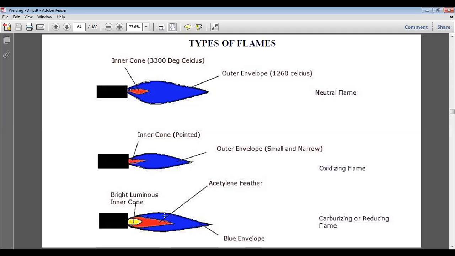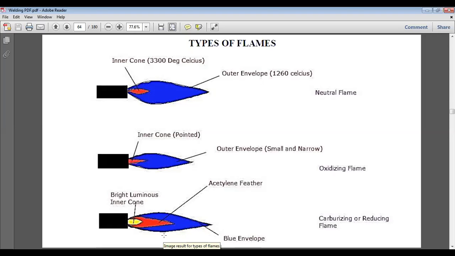This envelope has a high curve and is broader as compared to the oxidizing flame, and the reason is we have more acetylene and less oxygen, so not complete burning. This also produces a lower temperature: the inner core is around 3000 degrees centigrade, and the outer is also lower, around 1260 degrees Celsius. So these were the proportions of flames: 1 to 1, 1 to 2, and 2 to 1.